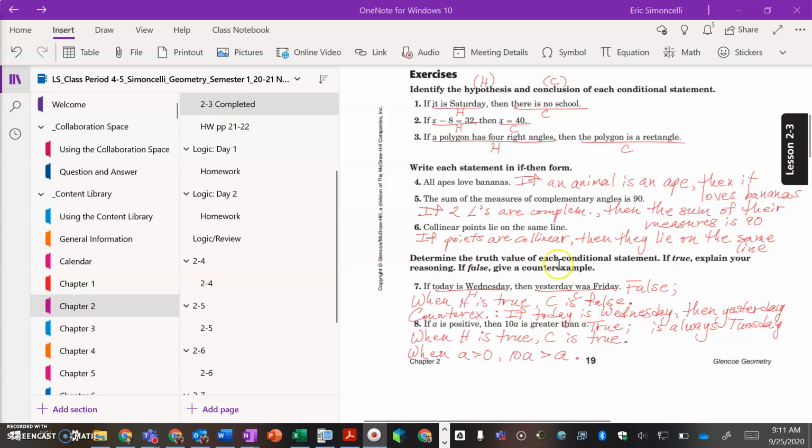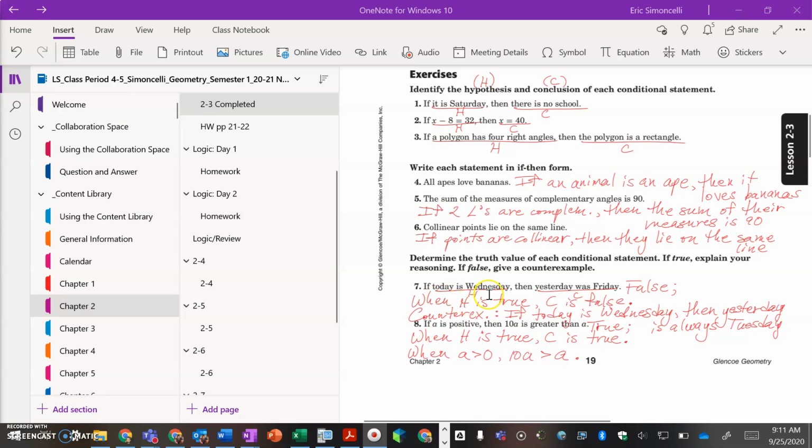Next, determine the truth values of each conditional statement. If true, explain your reasoning. If false, give a counterexample. So number 7, if today is Wednesday, I underline the hypothesis, then yesterday was Friday. There's your conclusion. Now think about this, folks.